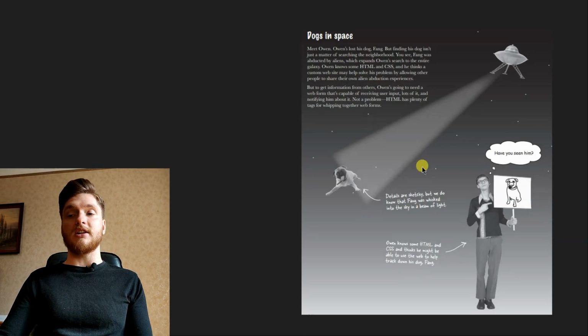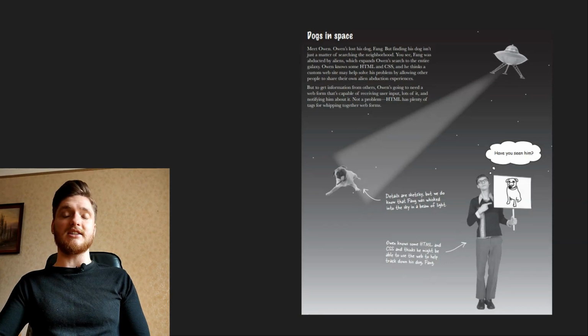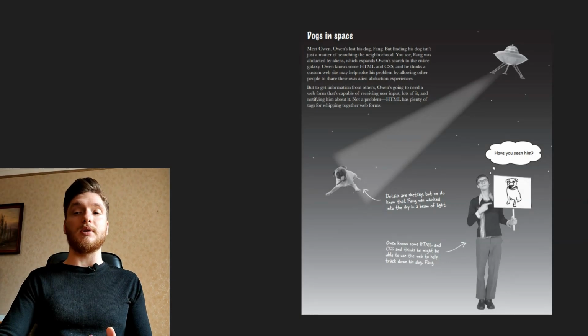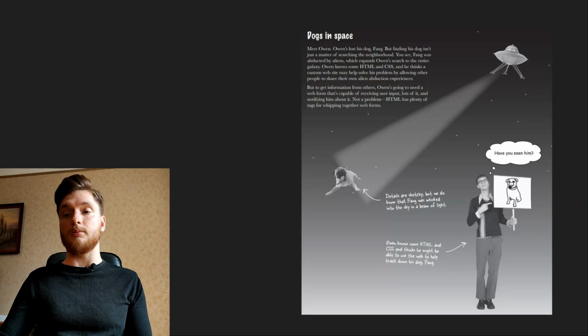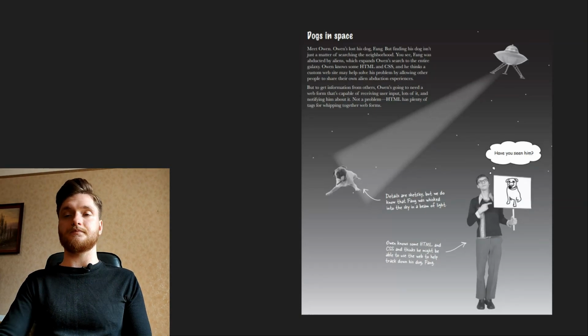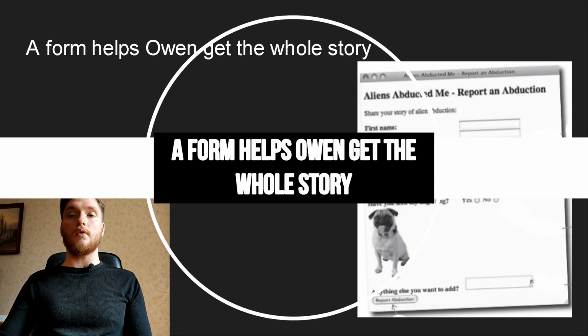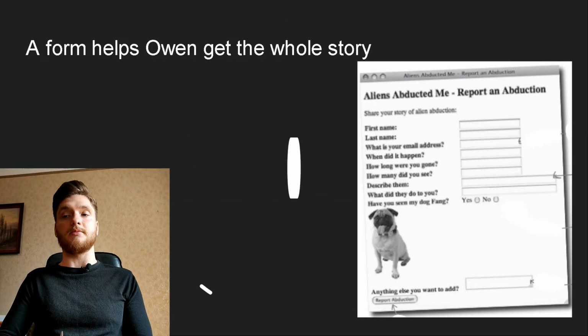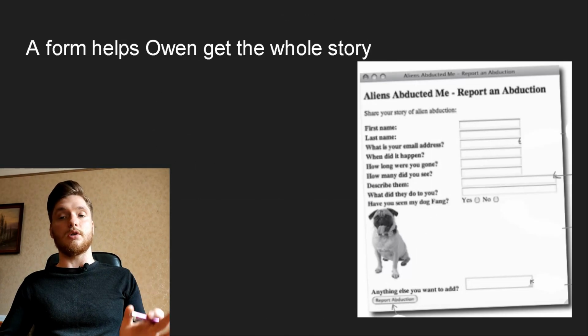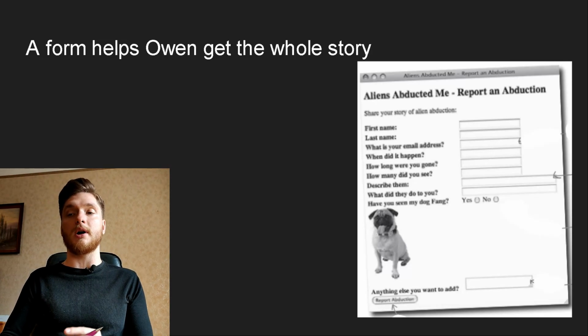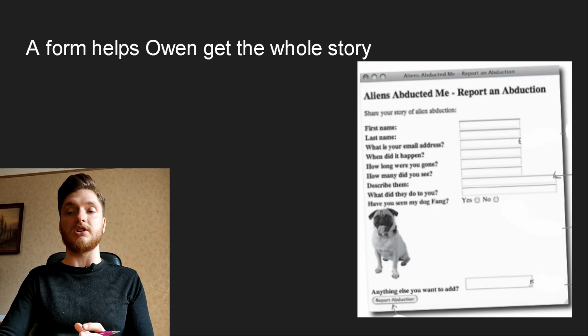Details are sketchy, but we do know that Fang was whisked into the sky in a beam of light. Owen knows some HTML and CSS and thinks he might be able to use the web to help track down his dog Fang. A form helps Owen get the whole story. Owen's new website, aliensabductedme.com, aims to connect Owen with alien abductees who might be able to shed some light on Fang's disappearance.